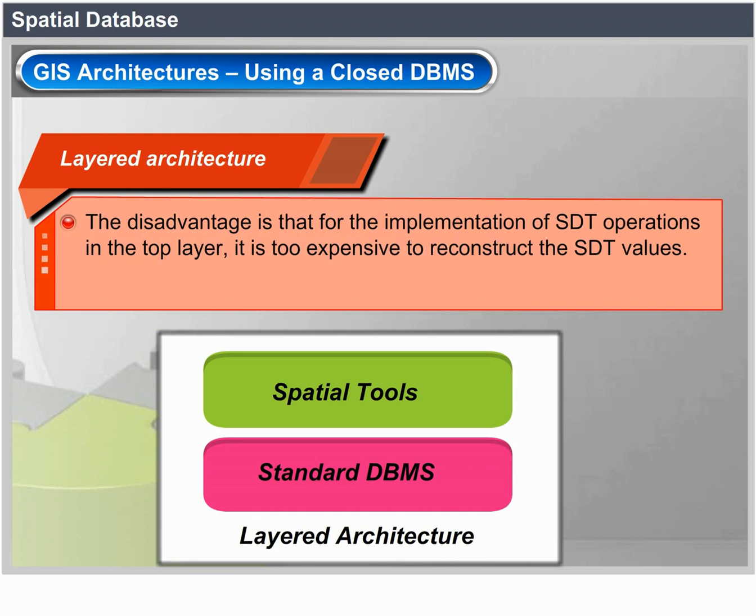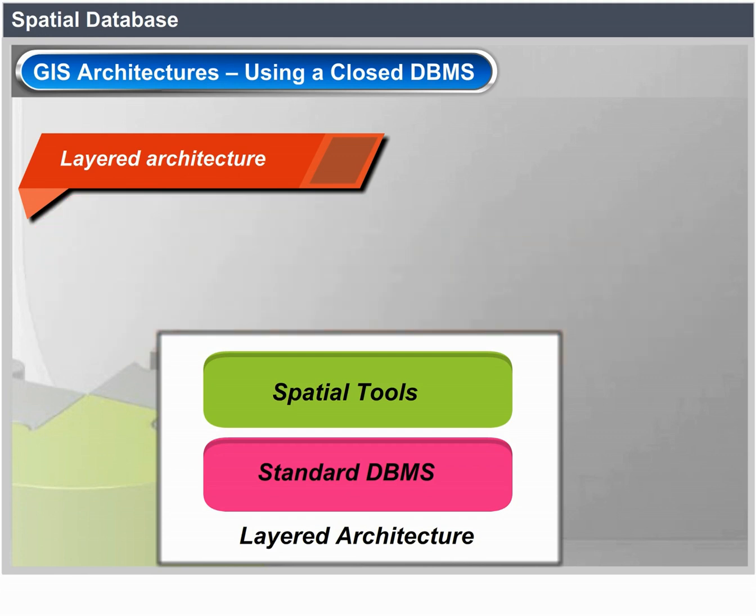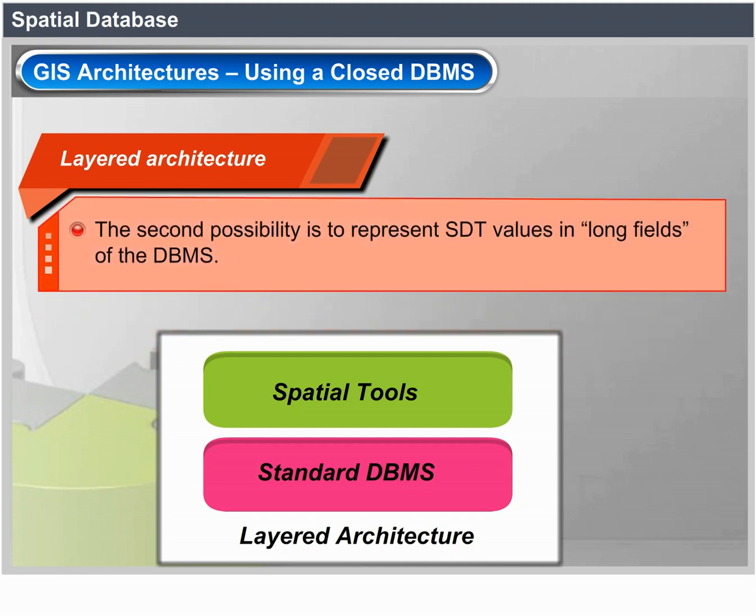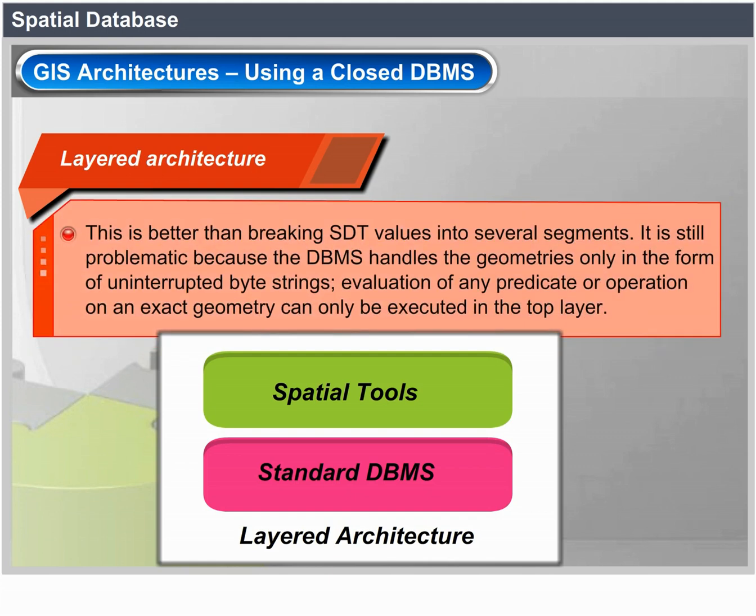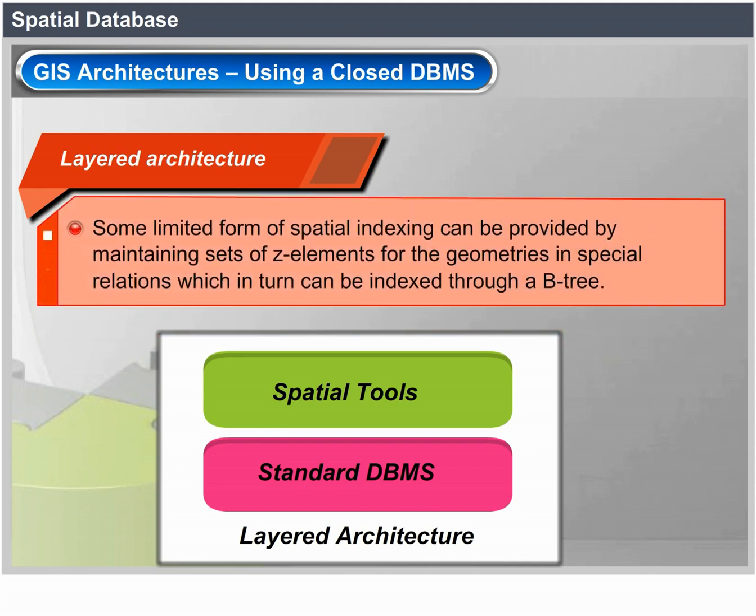The second possibility is to represent SDT values in long fields of the DBMS. This is better than breaking SDT values into pieces. It is still problematic because the DBMS handles the geometries only in the form of uninterrupted byte strings. Evaluation of any predicate or operation on an exact geometry can only be done in the top layer. Some limited form of spatial indexing can be provided by maintaining sets of Z elements for the geometries in special relations, which in turn can be indexed through a B tree. Figure shows layered architecture.